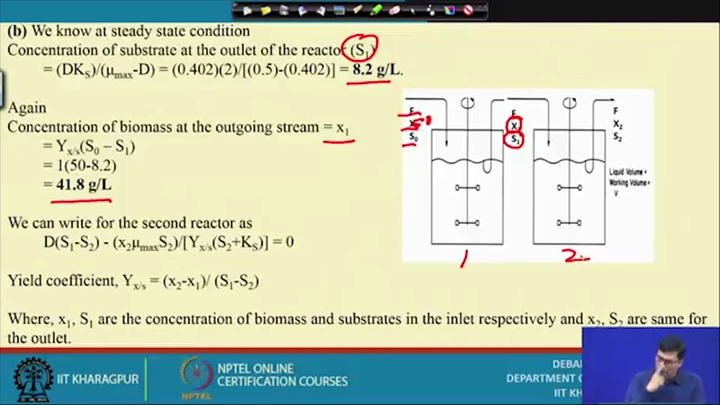For the second reactor, we shall have to find the value of x, and we are interested in finding the value of S2. Because if it is more than 1 gram per liter, we shall have to analyze again for the third reactor. So, let us see what the substrate concentration should be in the second reactor. For that, we can write the substrate balance, and this equation will come. Let me show you how this equation has come.